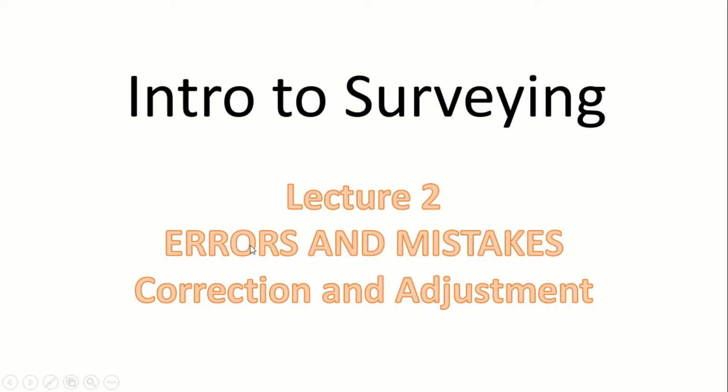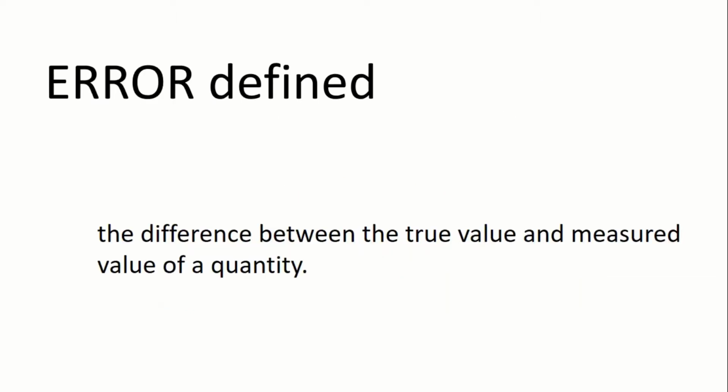a deeper meaning of errors and mistakes, as well as the correction and adjustment to be done in survey measurements. So this is the definition of error in your handout. It is the difference between the true value and the measured value of a quantity. So that is the error.